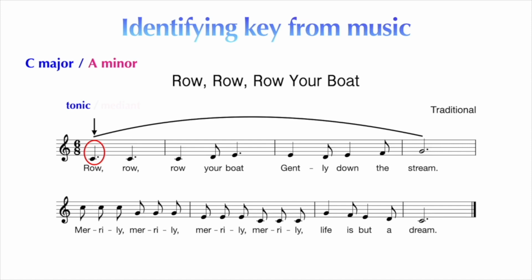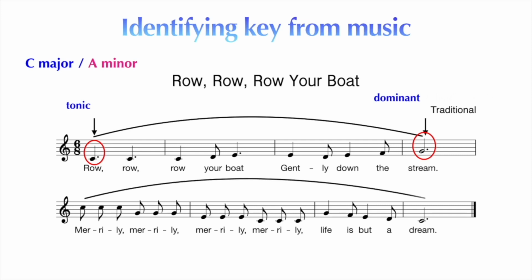I'll also check the end of the phrase. It ends with the note G. If it is C major, it will be the dominant, while if it is A minor, it will be the leading note. Then, I'm more confident that this is the dominant and the key is C major. How about the second phrase? If I stick to C major, it starts with tonic, also ends with tonic. It sounds very reasonable. Now I have the conclusion. This music is in C major. Let's listen to it and see if our ears agree with our analysis.